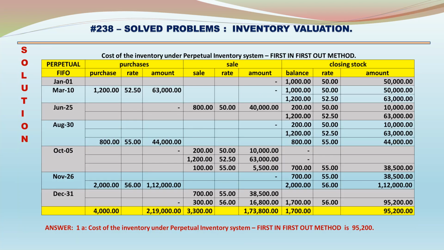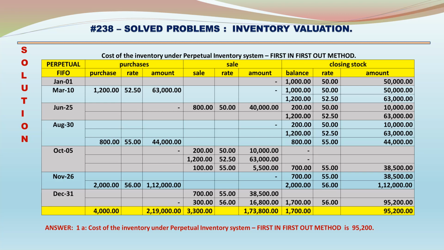Cost of the inventory under perpetual inventory system, first in, first out method. Purchases, sale, closing stock. January 1, the beginning balance is 1000 units at the rate 50, amount 50,000. March 10, there is a purchase of 1200 units at the rate 52.50, amount 63,000. Now the closing stock is 1000 units at 50, 50,000, and 1200 units at 52.50, 63,000.